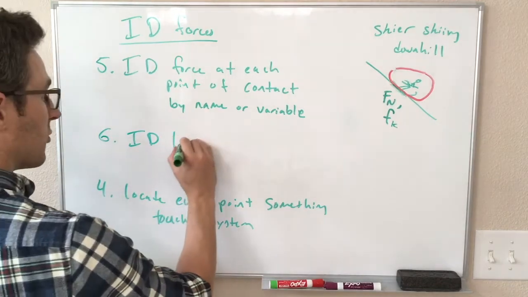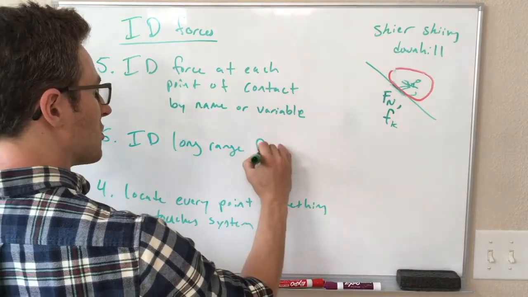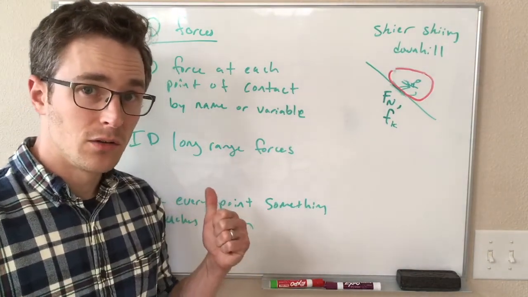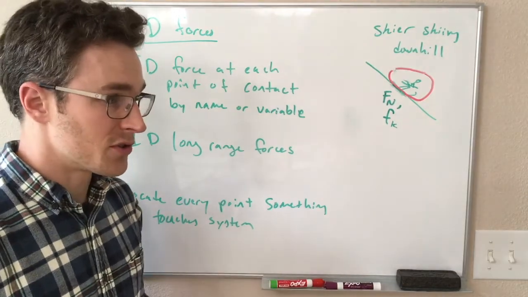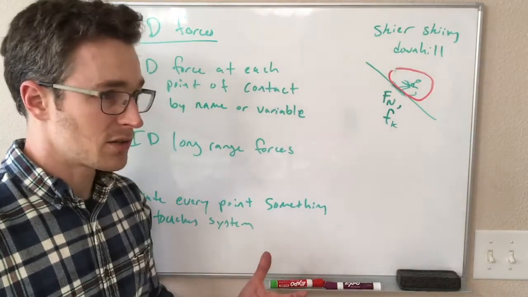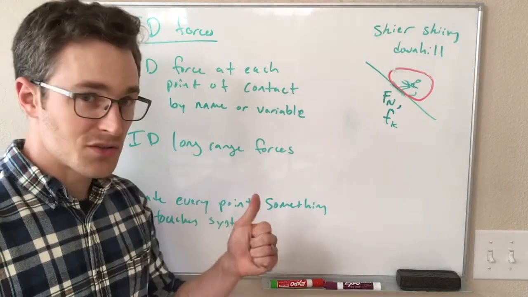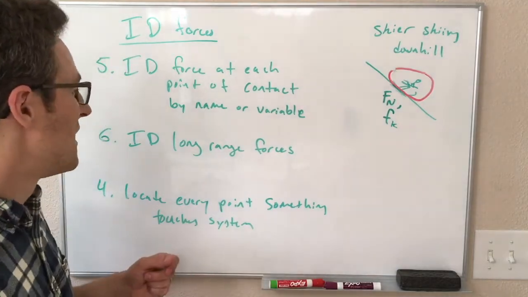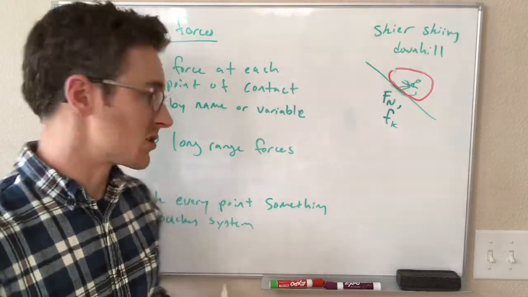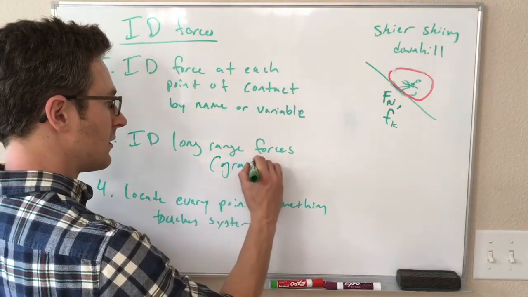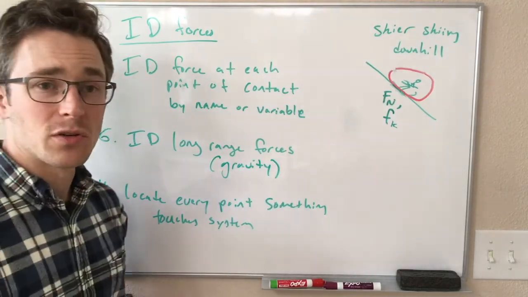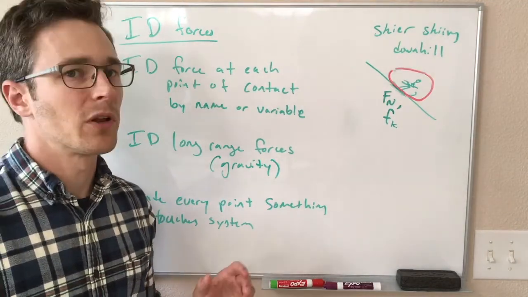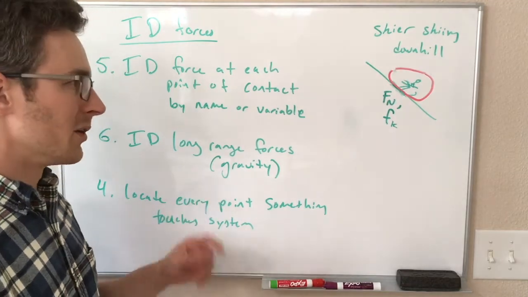identify any long-range forces. So remember, we can separate our forces into contact forces and long-range forces. Contact forces are anything that touches your object and exerts a force on it. So that is surfaces, ropes, springs. And we only have one long-range force in Physics 106, that is gravity. If you are going to use this trick in later classes, like Physics 107, there are other long-range forces you will have to worry about, but in this class, the only one we will have will be gravity.